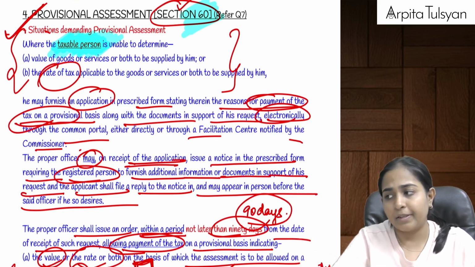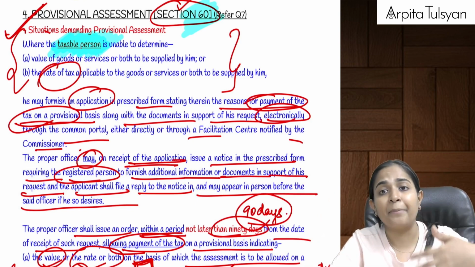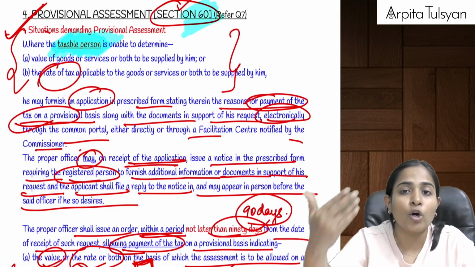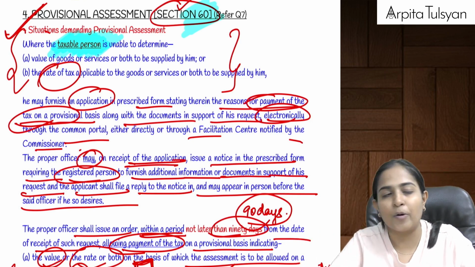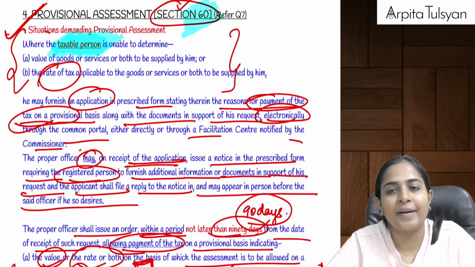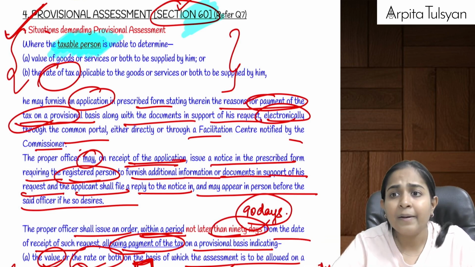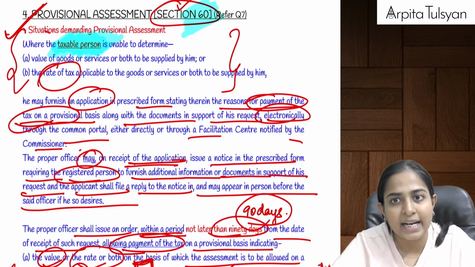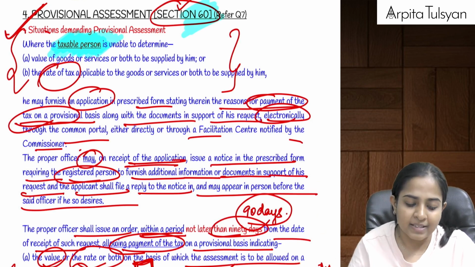Example: as per me, there is a particular product on which either 18% or 28% can be applicable. So rationally, I will make an application to the proper officer: sir, please allow me to pay the tax at the rate of 18%. Later, you do the final assessment, and if it comes to 28%, I will pay the differential tax and interest. This is what happens in case of provisional assessment.